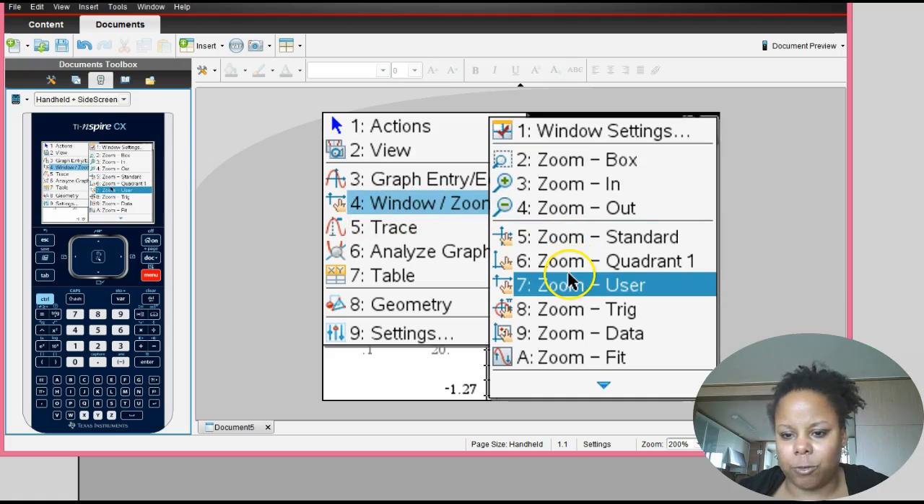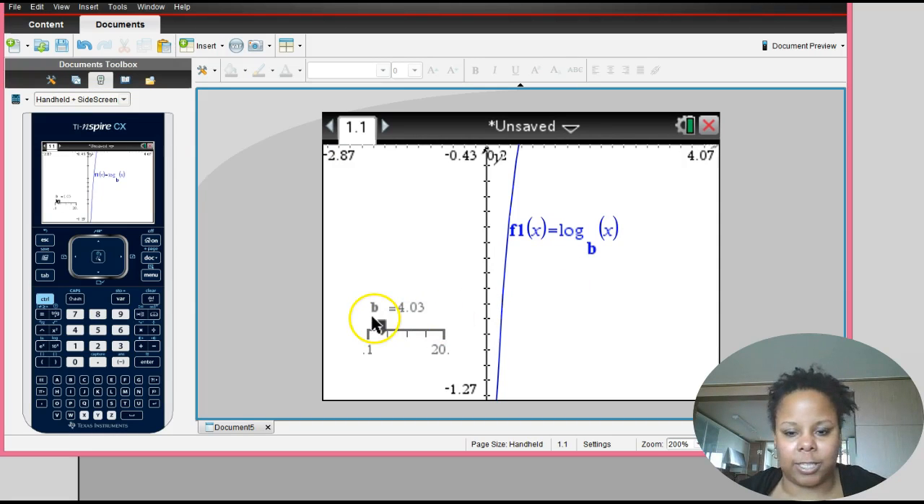Let's see if it'll go back to my user one like I thought. Oh, no, I think I just changed to that one.